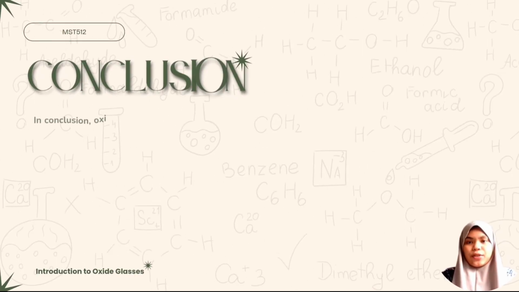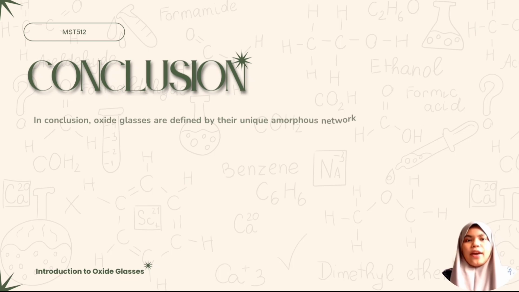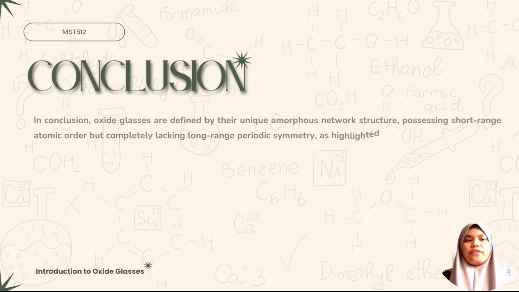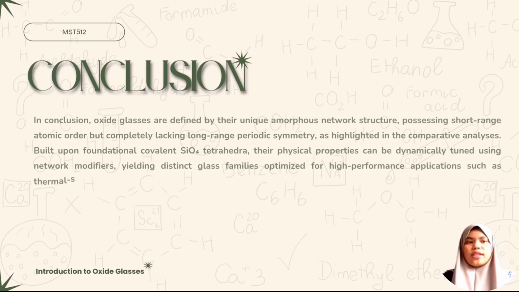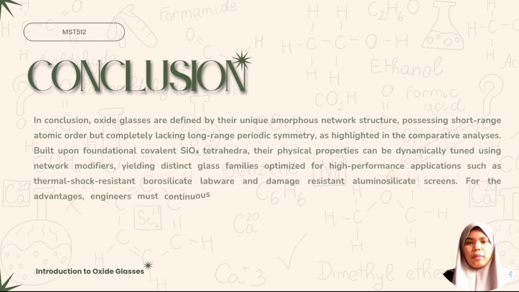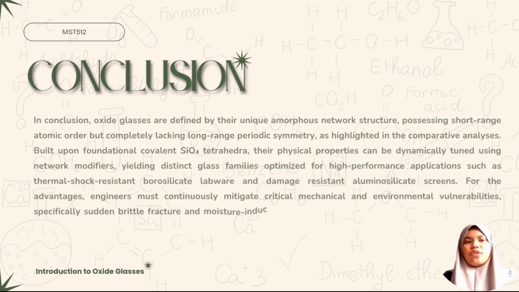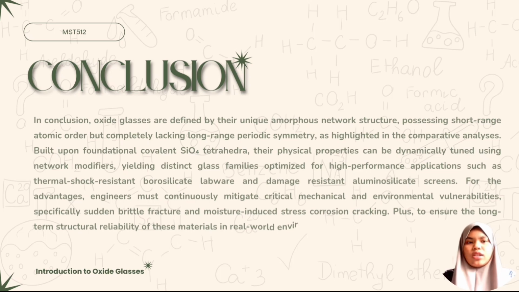To conclude our presentation today, let's take a look at the conclusion. Now, for the structure, glass has a very unique structure, which is a disordered atomic arrangement that lacks a long-range repeating pattern. We also use network modifiers to tune their properties, which allows us to create high-performance materials such as heat-resistant labware and durable screens. And as engineers say, we must address the inherent brittleness and sensitivity to moisture to ensure long-term stability in real-world use.